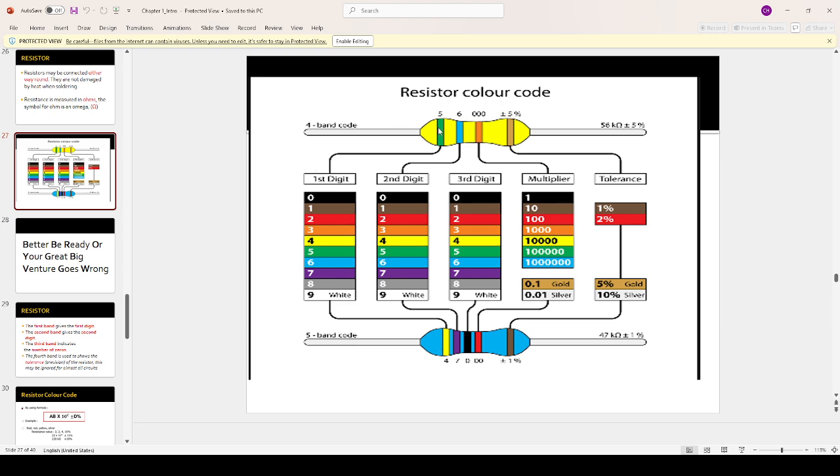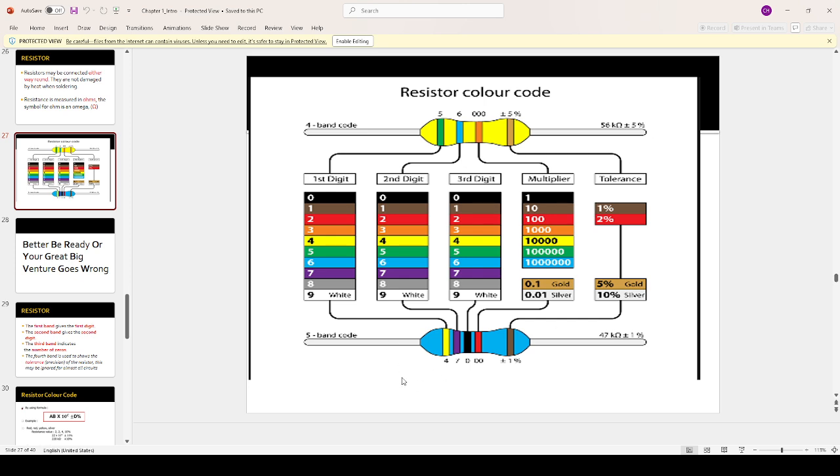As you can see from this example here, the first band is green, which is denoted as 5. The second one is blue, denoted as 6. And the third one is orange, denoted as 1000. So that will equate to 56,000 with a tolerance of gold, 5%.